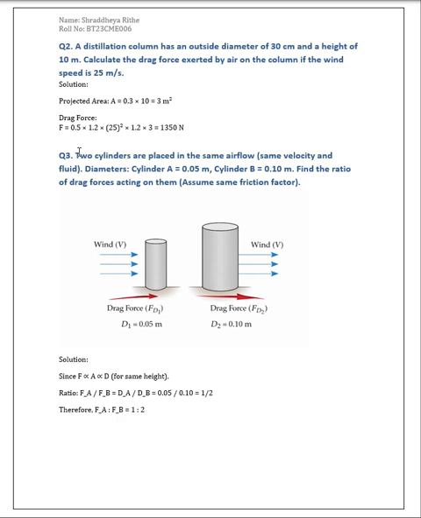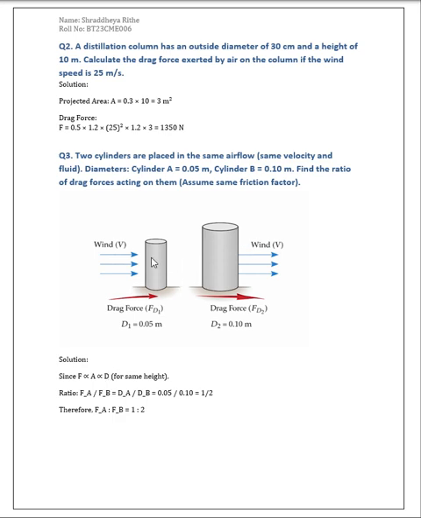So the third question is that two cylinders are placed in the same airflow, same velocity, and the fluids are also same. The diameter of the cylinders are given as 0.05 for cylinder A and 0.1 for cylinder B. We have to find the ratio of the drag forces acting on them, assuming that the friction factors are same. So the solution is like this, that we know that the drag force is proportional to area, which is proportional to the diameter if the height is same for both the cylinders.